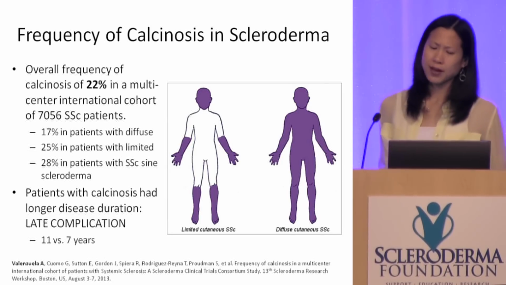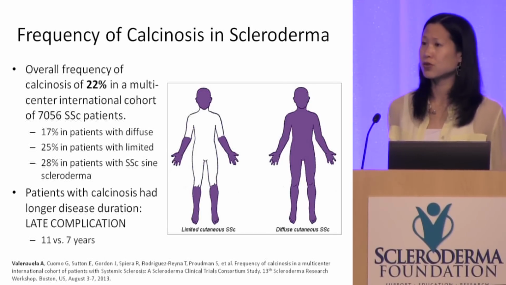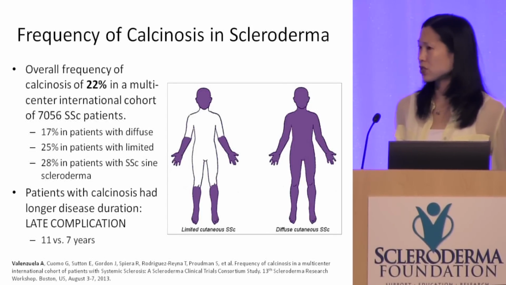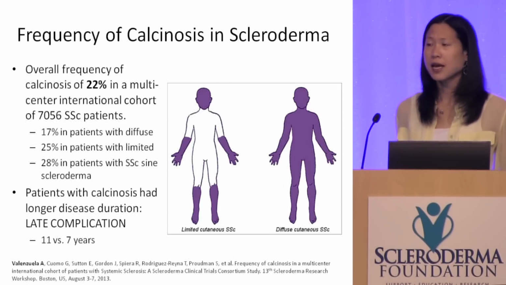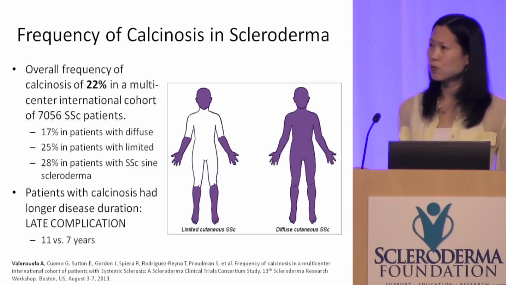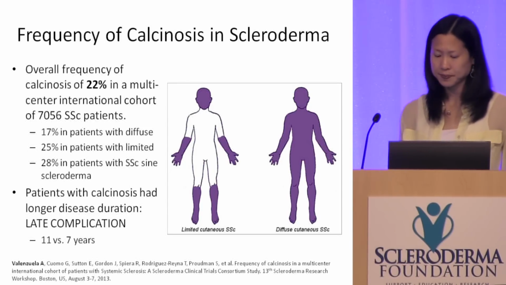The other thing that we found in this large study was that patients with calcinosis have a longer disease duration. So we know that this is a late complication in scleroderma patients, and that is probably because calcinosis is related to a lot of blood vessel damage. That's what we think.